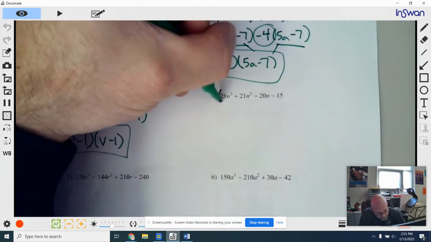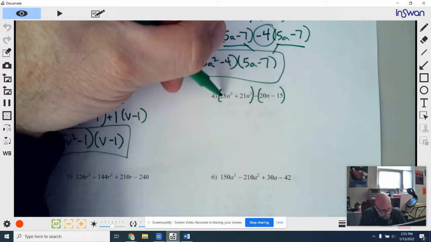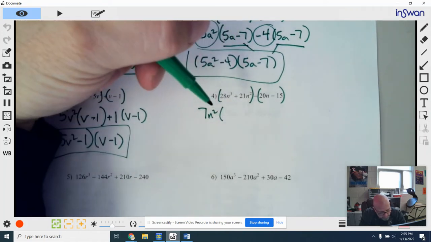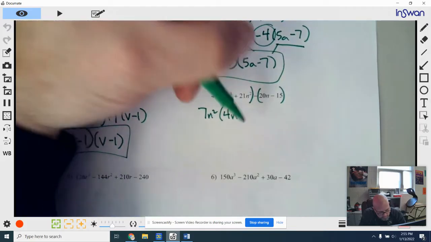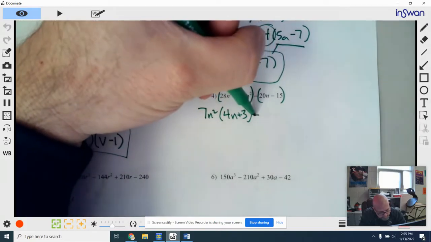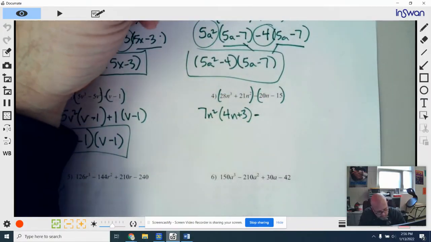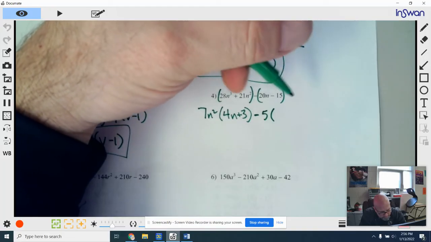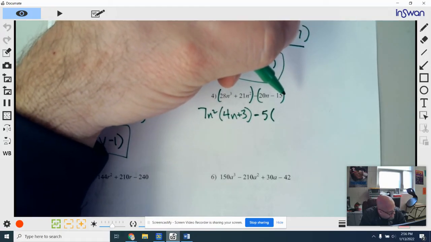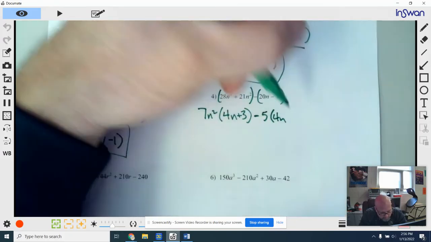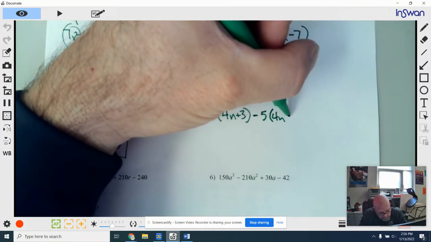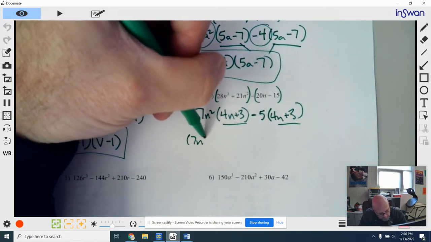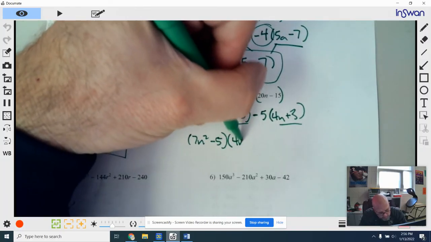All right, number 4. Put your parentheses. Checking this one out, looks like 7 is going to be your GCF, followed by 2 n's. So to put back, let's take a 4n and then a plus 3. Put that minus sign. 20n minus 15, your GCF is going to be a 5. So negative 5 times what to get your negative 20n? It's going to be a 4n. And then negative 5 times what is negative 15? That's got to be a positive 3. So our parentheses match up, so we're good to go with that. So I'm going to have 7n squared minus 5 times the quantity 4n plus 3.